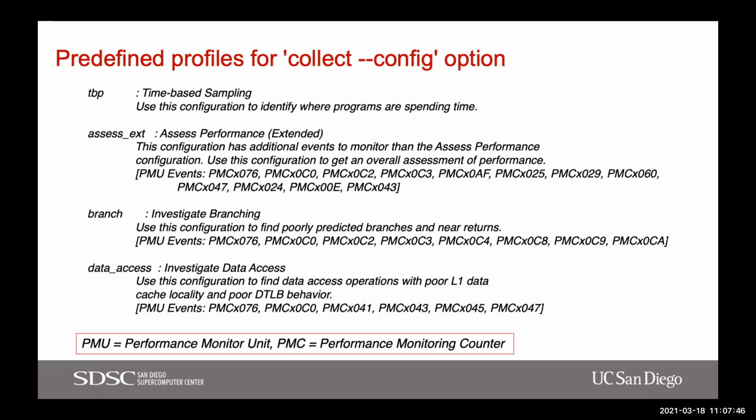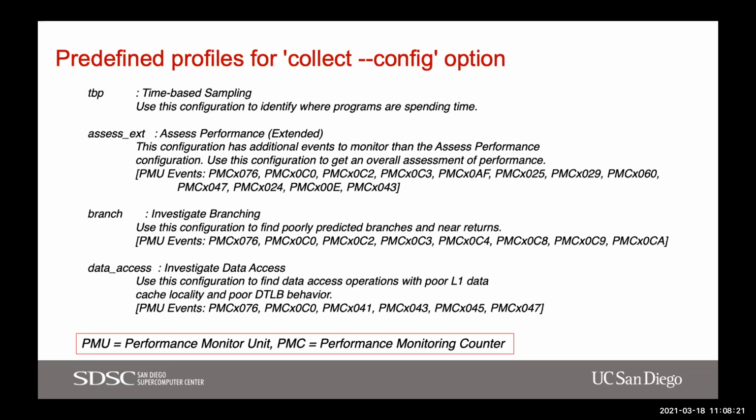So I'm not going to go through all of these, but just to show you that there are a bunch of different predefined profiles. This is taken from the AMD uProf user guide. The one that we're going to be using most often, again, is the time-based sampling, and you can use this to identify where the programs are spending time. You can look at overall performance. You can investigate branching behavior. Data access, this is the one that you're probably going to use most after time-based profiling. This gives you some insight into data access operations, such as cache misses.